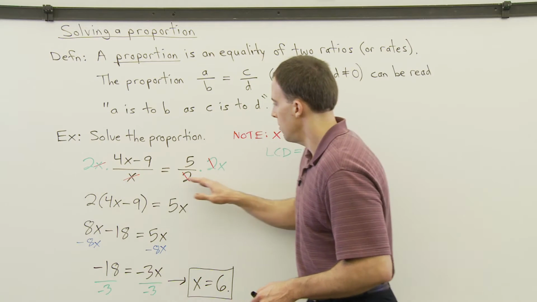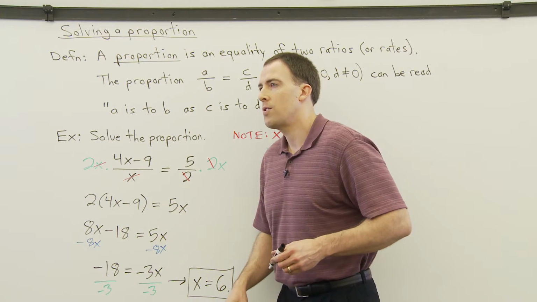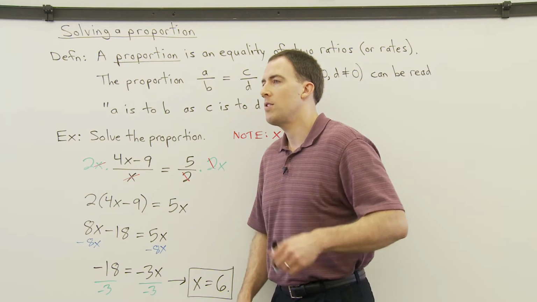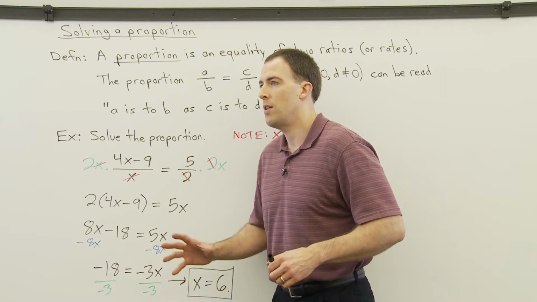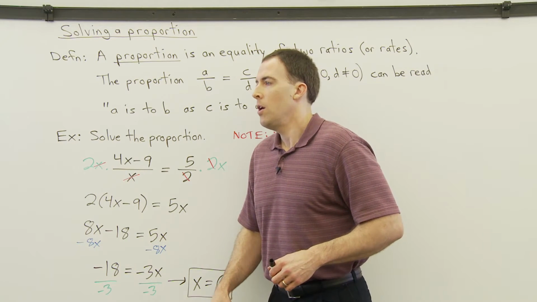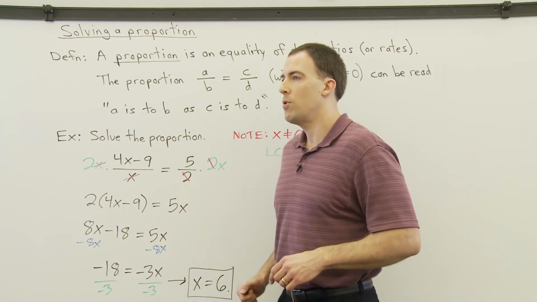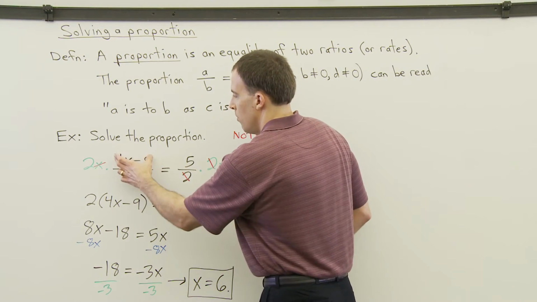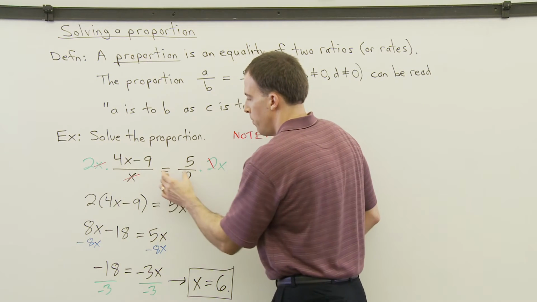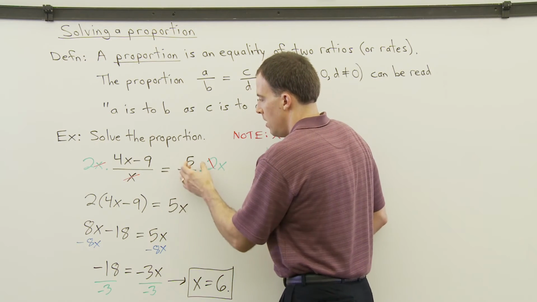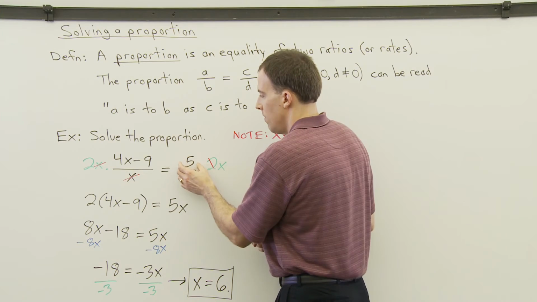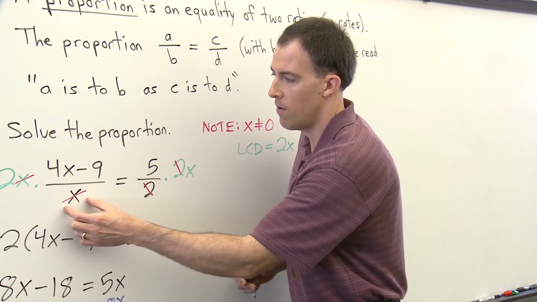All you have to do is solve it just like solving a regular old rational equation, multiply both sides by the least common denominator to clear the fractions, and then solve the resulting equation. You may have learned a technique in the past called cross-multiplying to solve a proportion, which means you just take the numerator of one ratio multiplied by the denominator of the other one, and set that equal to the numerator of the second ratio times the denominator of the first one.